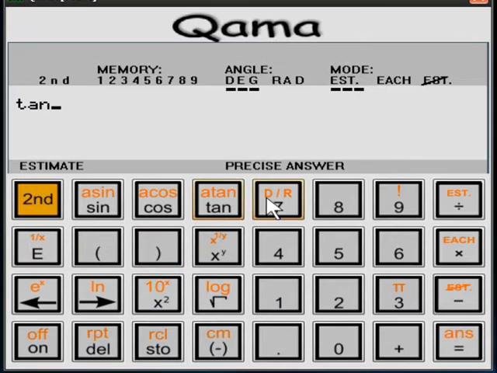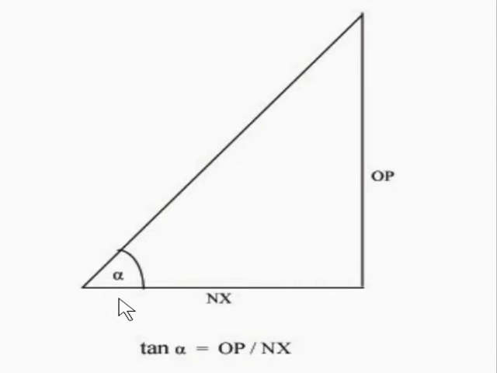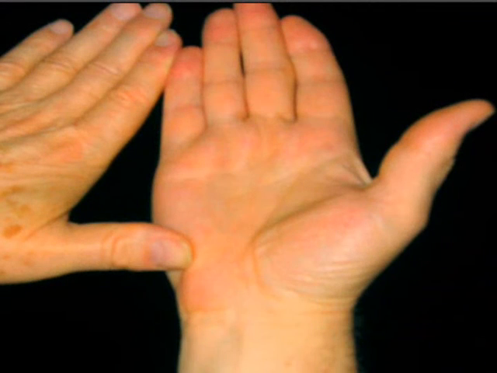Or, firstly, we need to know what tangent means. Otherwise, what is the point of using it? So, tangent of angle alpha is opposite divided by next. Here is how we can estimate any trigonometric function. Make up the triangle with your fingers.